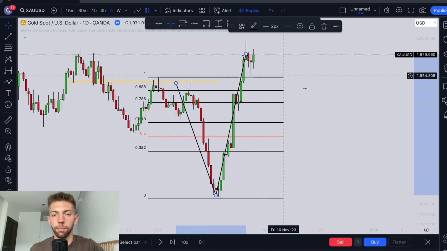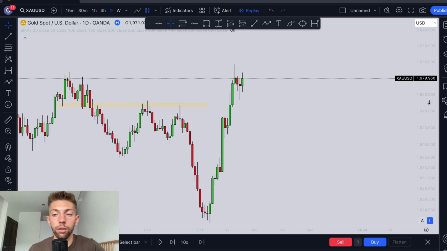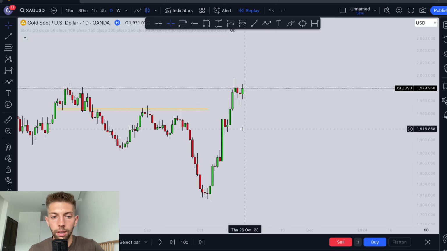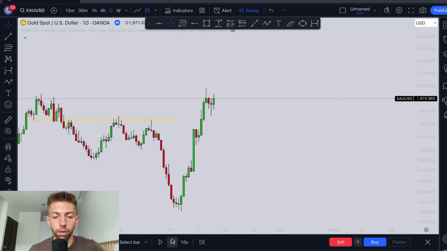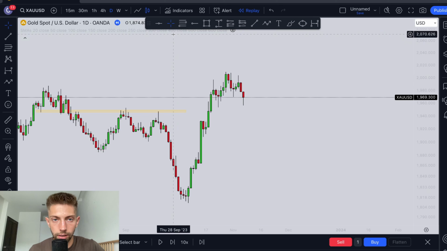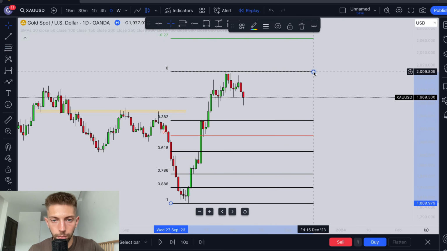So what's that mean for me? This Fibonacci is no longer valid. So what I'm gonna be doing this time, I'm not gonna be using the bearish Fibonacci anymore, I'm gonna be using the bullish Fibonacci. So as you can see, this is my new point A to point B.